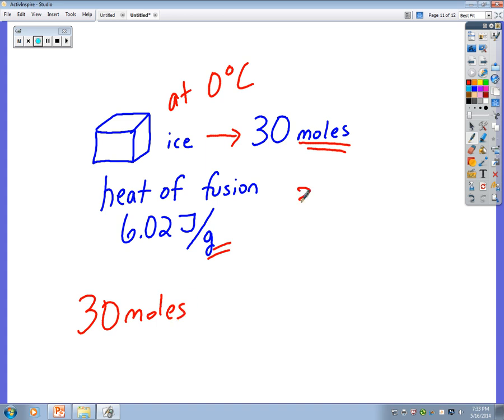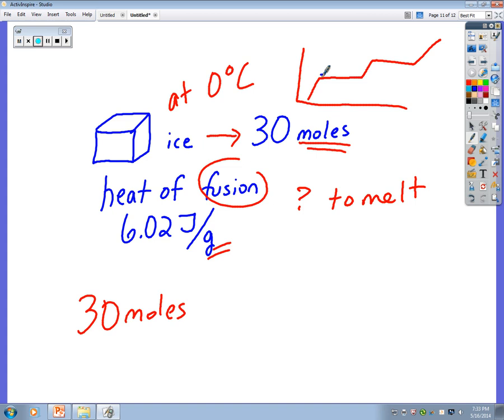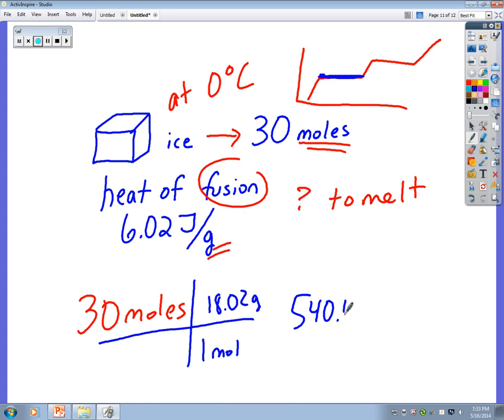They want to know how much energy it takes to melt it, or how much is given off when it freezes. Melting, freezing, isn't that heat of fusion? Remember your heating cooling curve? Right? And I'm right here, aren't I? Okay? So 30 moles. So I need to change moles to grams. There's our handy dandy water, right? Okay? And so when I get that, I get 540.6 grams. That's how much ice you have.